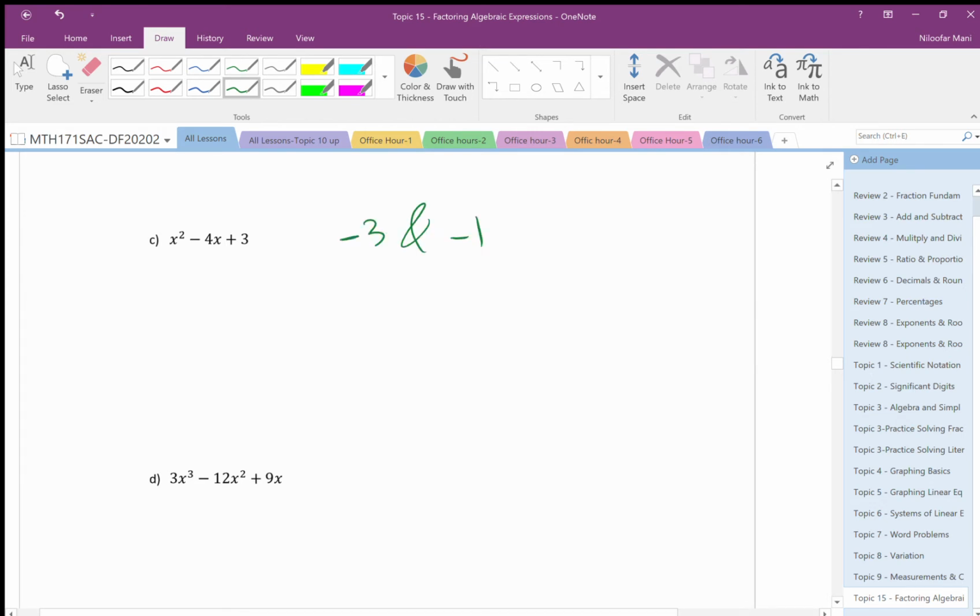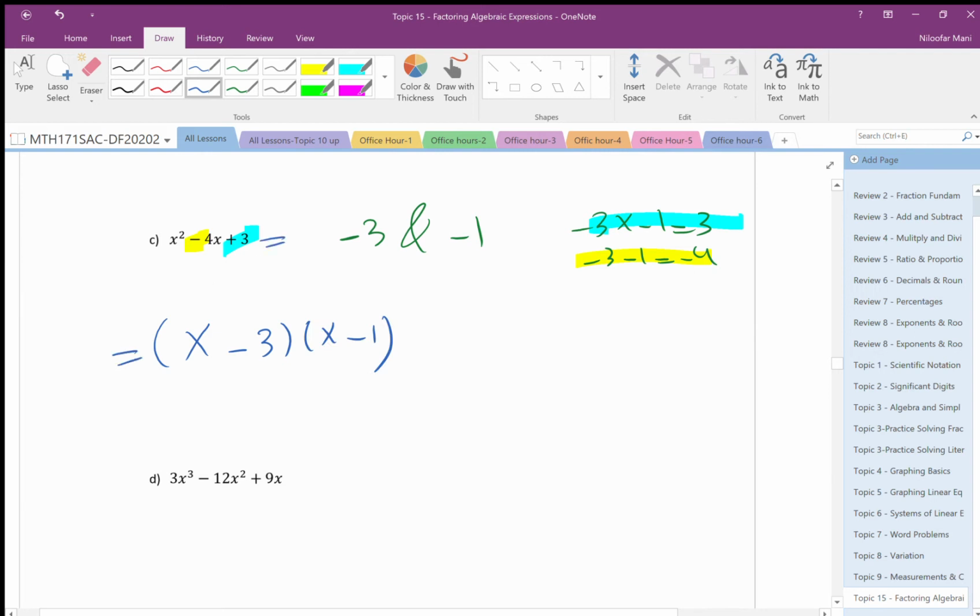Because when I multiply, it is 3. When I add, it is minus 4. Yes, this is what I want. Oh, perfect. So what is the answer? x minus 3 multiplied by x minus 1. Done.